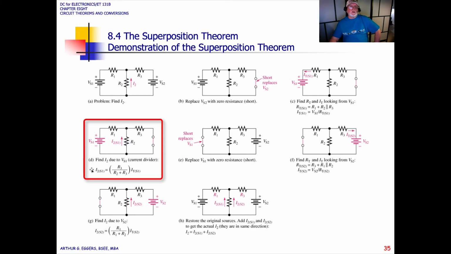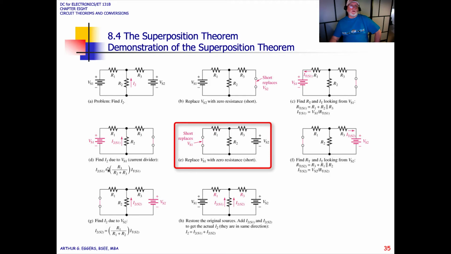Step 4 says we're going to find I2 due to VS1 by using the current divider. So I2 from source 1 is equal to R3 over R2 plus R3, times the total current IT from source 1. Now we have determined what current 2 is.